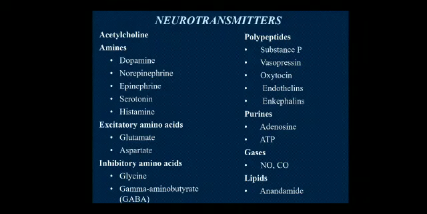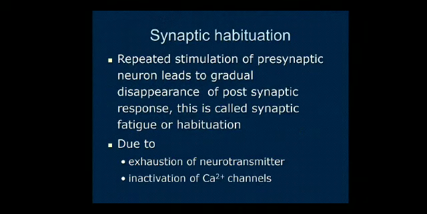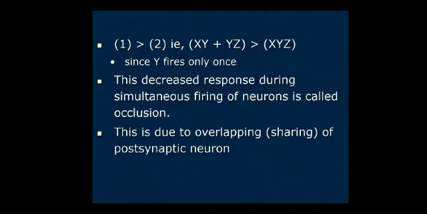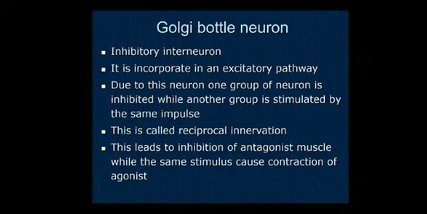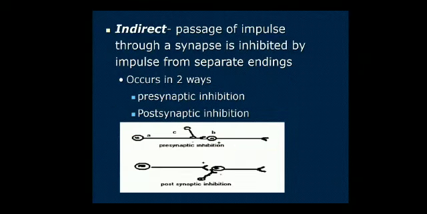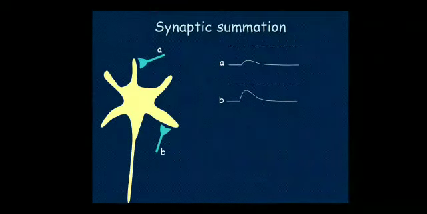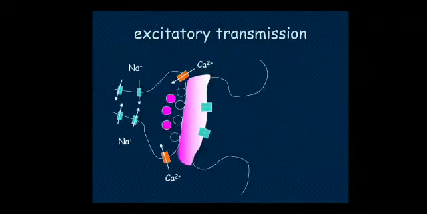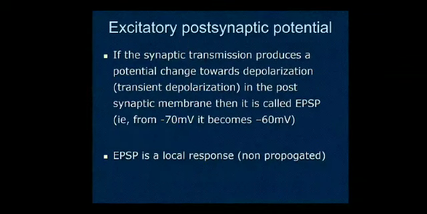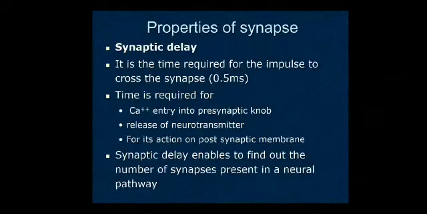neurotransmitters. So we are left with the properties of the synapse. That I will discuss in the next class, but we'll discuss 2-3 properties of the synapse today. The first property is synaptic delay.